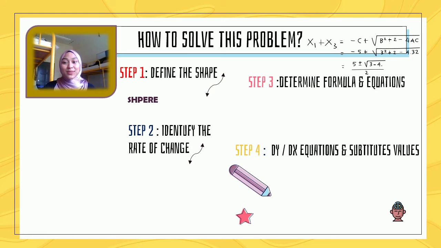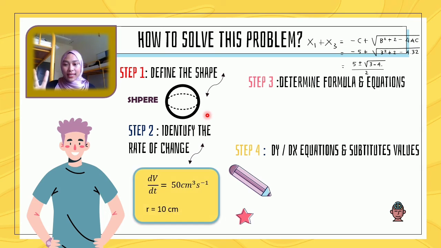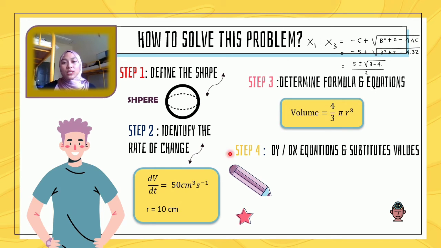Firstly, we must define the shape. In the question, they tell us it is a balloon, so the shape is a sphere. A sphere looks like this. Secondly, we must identify the rate of change. The rate of change of the volume is 50 cm³ per second and the radius of the sphere is 10 cm. Third, we must determine the formula and equation. The formula of the volume is 4/3 times pi times r cubed.